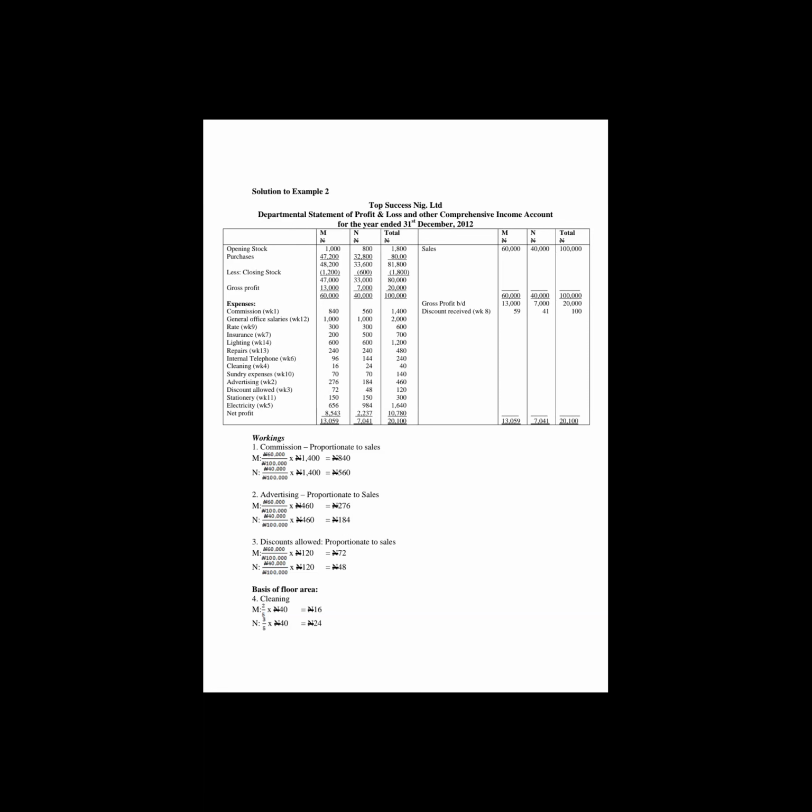We less our closing stock. Closing stock for department M is 1,200. Is that correct? Yes, from the question, it is. Then for department N is 600. If you add them, what do you get? Are we adding or subtracting? No, you're adding the two departments for the total. Yes, for the total you got 1,800.